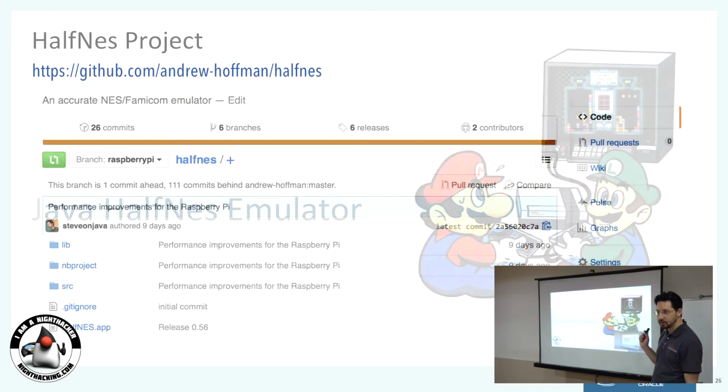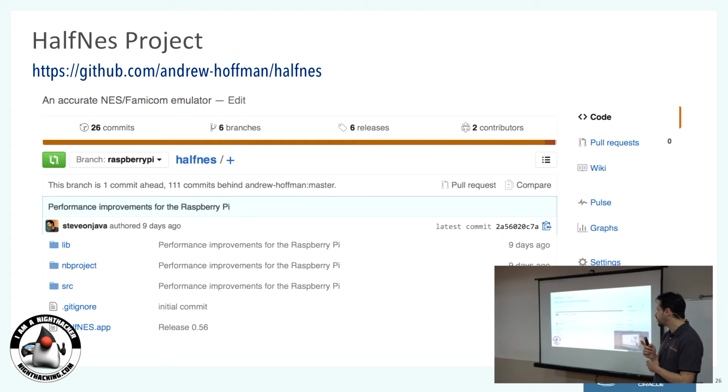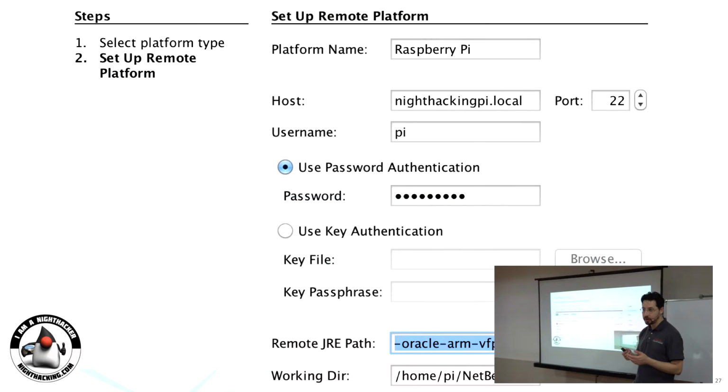Okay, so let's talk a little bit about the software inside of this. So the emulator I'm using is called HalfNes. It's a project written by Andrew Hoffman. He works for University of California. And this is one of his part-time projects. He's been writing this emulator on the side. It's really cool software that he's written for this. And it works also on the Raspberry Pi. So you just have to change.